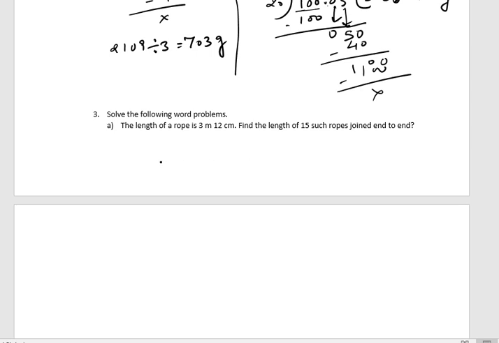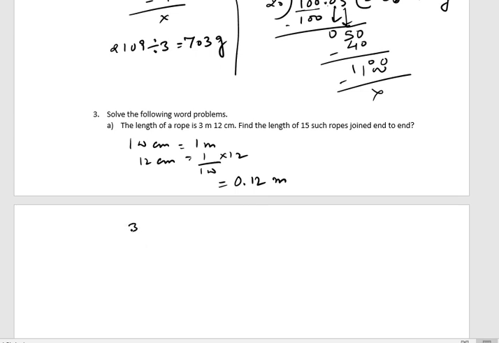So the length of one rope is 3 meters and this much, and we have to find out the length of 15 ropes. It means we have to multiply. So let's convert this into meters only. We know that 100 centimeters equals 1 meter. So 12 centimeters will become 1 upon 100 into 12. When we divide 12 by 100, it will be 0.12 meters.